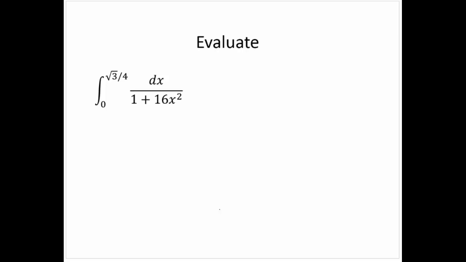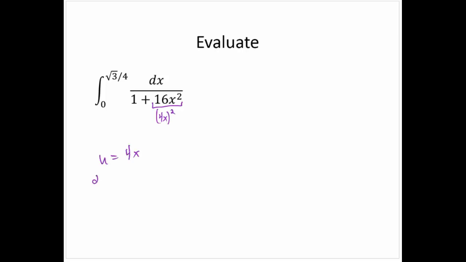Alright, another definite integral here. We have the integral from 0 to root 3 over 4 of dx over 1 plus 16x squared. Now that sort of looks like an arctangent formula, but it doesn't fit quite. Well, let's see. 16x squared, is that a perfect square? Yeah, that's the perfect square for x. So what if I let u equal 4x?